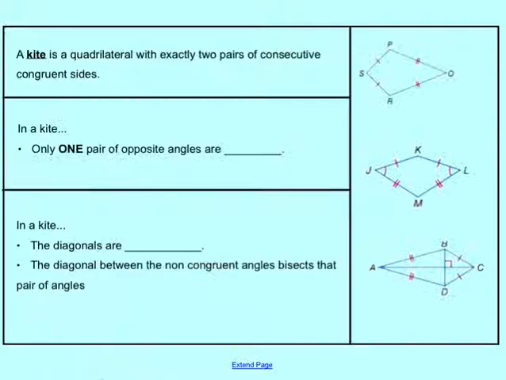Last but not least, let's just go over some properties of a kite, and you'll practice some of these properties on your practice worksheet. A kite is a quadrilateral with exactly two pairs of consecutive congruent sides. So the congruent sides actually have to be in order. So this is congruent to this. They're consecutive. This is congruent to this. Again, they're consecutive. In a kite, only one pair of opposite angles are congruent.